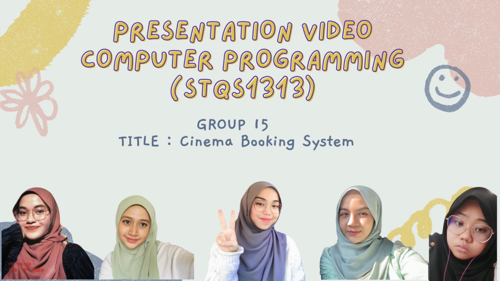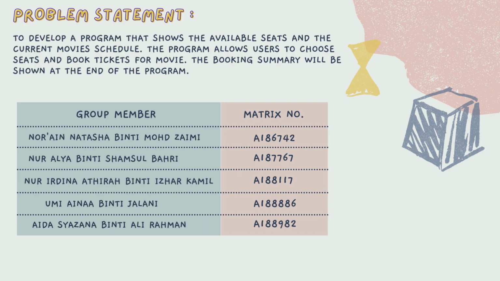Presentation video, Computer Programming, Group 15, title Cinema Booking System. Problem statement: to develop a program that shows the available seats and the current movie schedule. The program allows users to choose seats and book tickets for a movie. The booking summary will be shown at the end of the program.